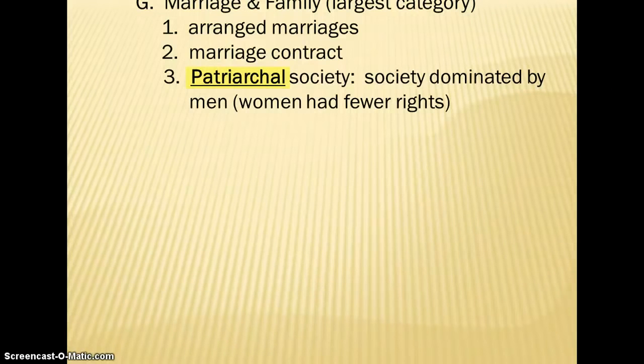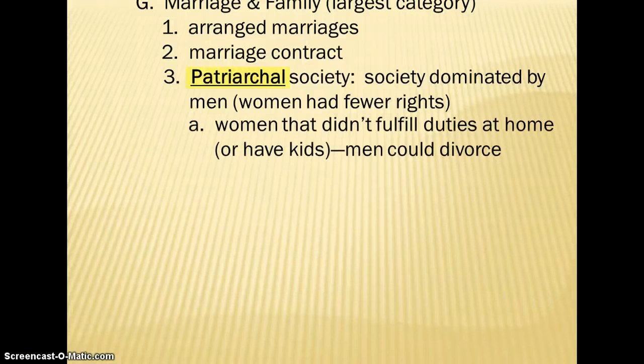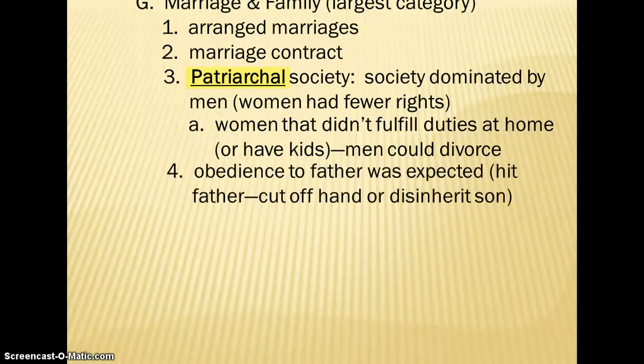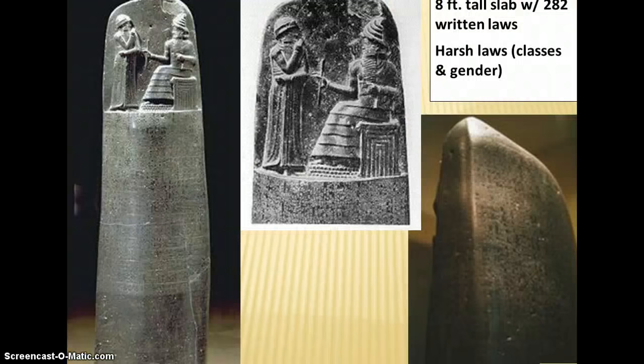Mesopotamia was a patriarchal society, and society was dominated by men, and women had fewer rights. They were treated much differently as far as Hammurabi's laws applied. For example, if a woman could not have children, the man could actually get a divorce. And of course, it would be the woman's fault why they wouldn't have children, not anyone else's. Obedience was expected, and if a son decided to hit his father, his hands could be cut off or they would disinherit him. So this is the real Code of Hammurabi here.